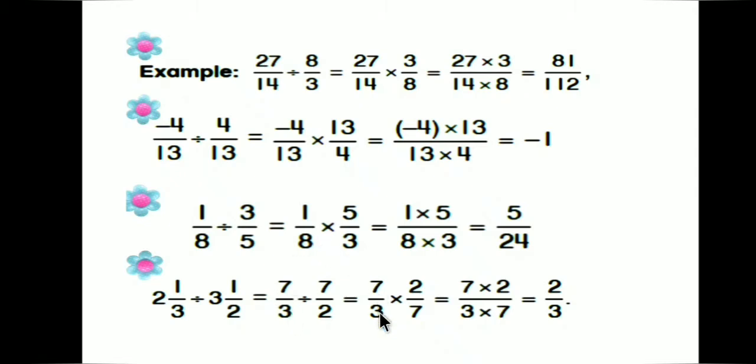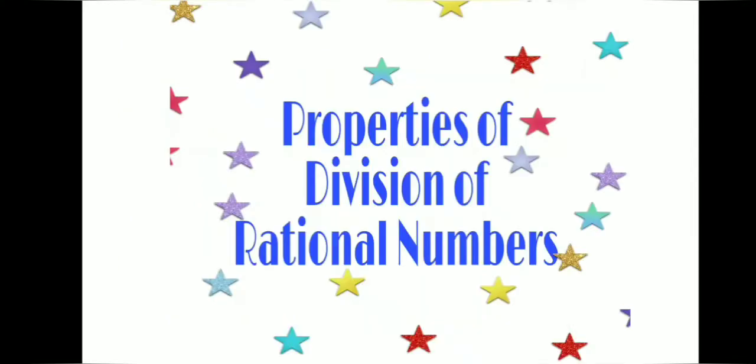We will write the first rational number as it is. We will change the sign of division to multiplication. Then in place of the second rational number, we will write its reciprocal. So the sum becomes 7 upon 3 into 2 upon 7. As we can see, there is a common factor 7. We will cancel 7, and the product obtained is 2 upon 3, which is already in its standard form.